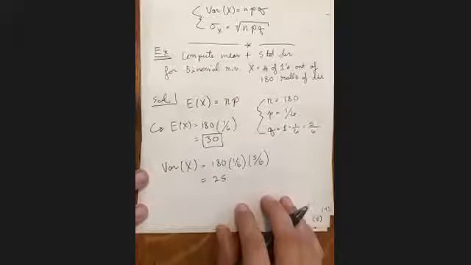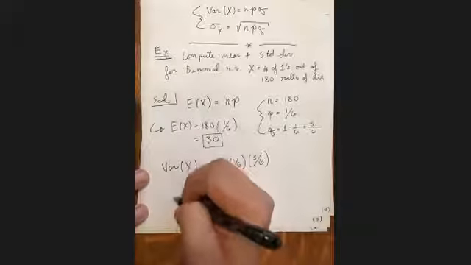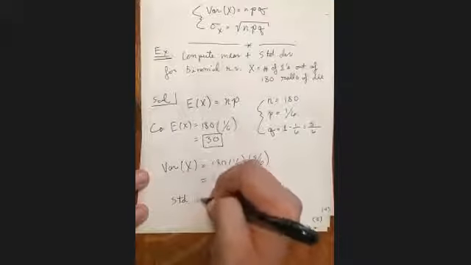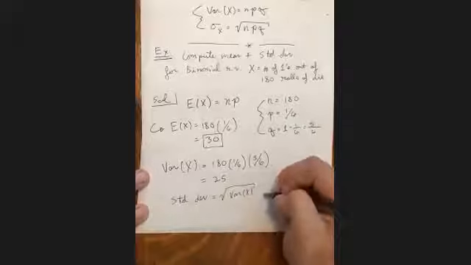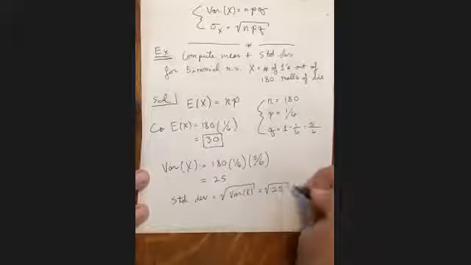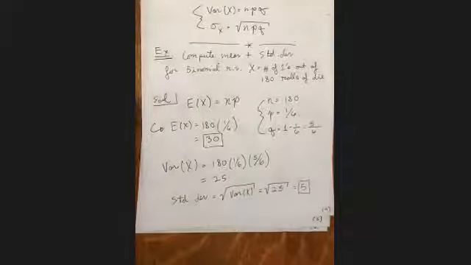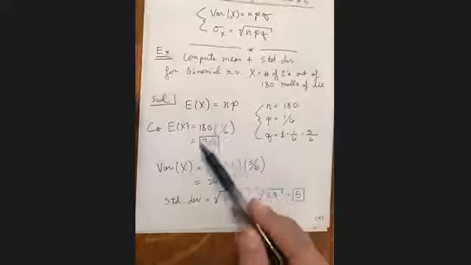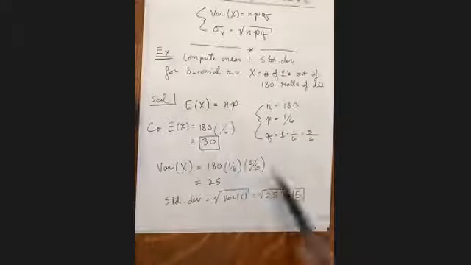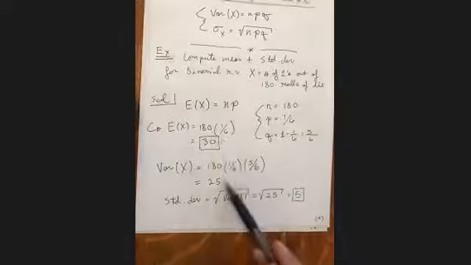We were asked to compute not the variance, but the standard deviation. So the standard deviation, we know, is the square root of the variance. So that's the square root of 25, which is 5. Okay, so standard deviation is directly related to variance. It's just measured in a different unit of measure because we're taking that square root. And so whatever the units of the mean, the standard deviation will have the same units, whereas the variance will have squared units.